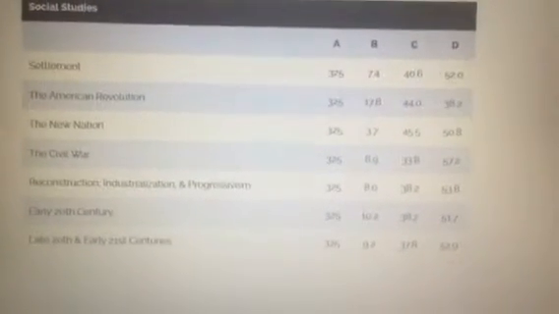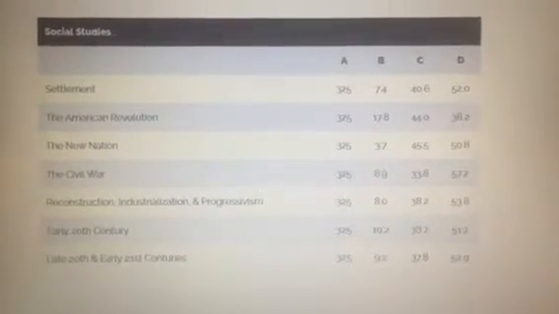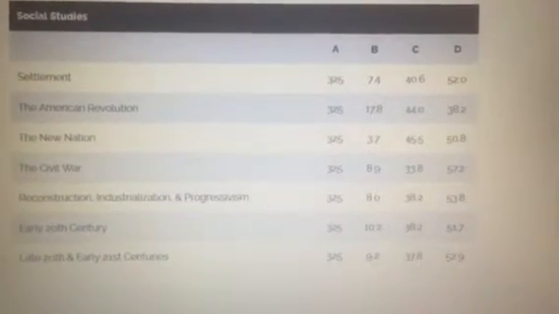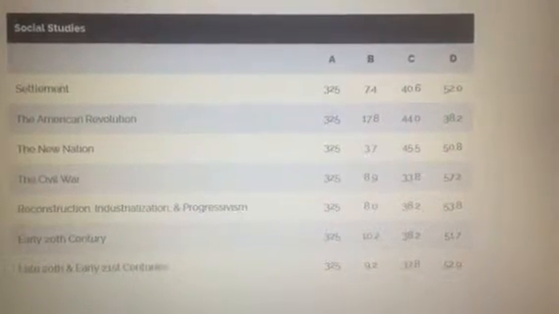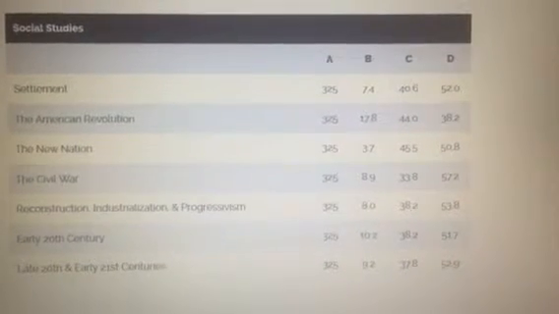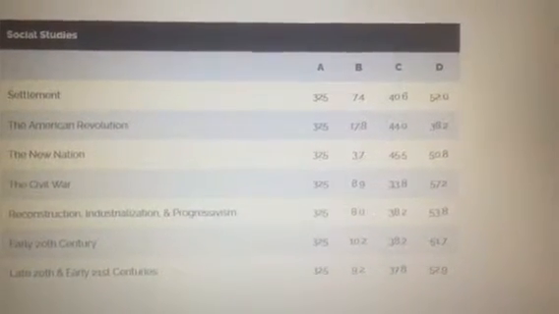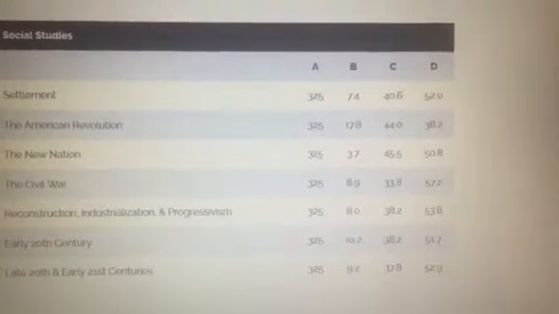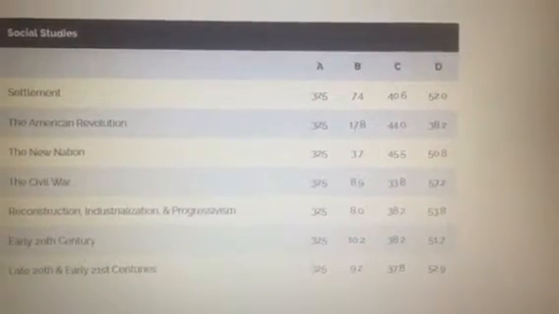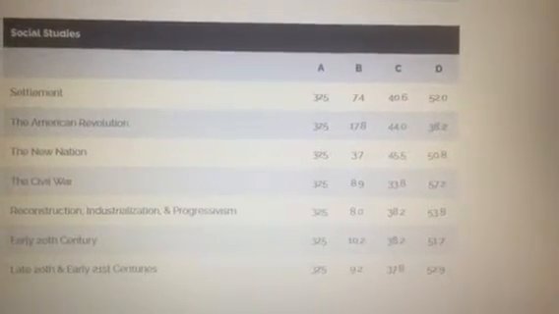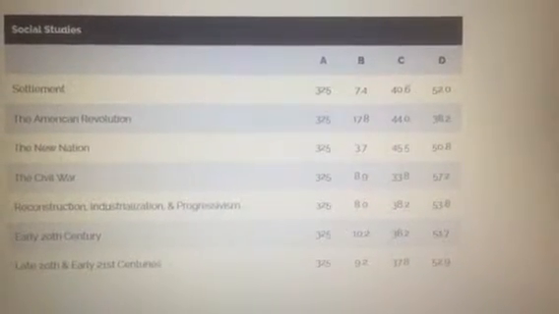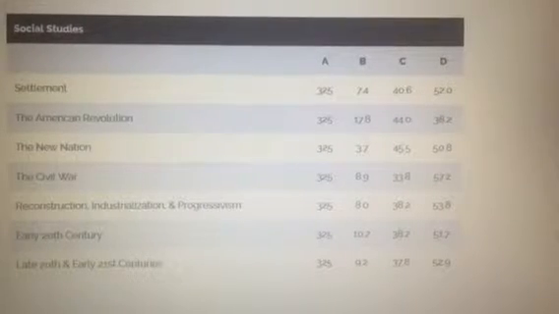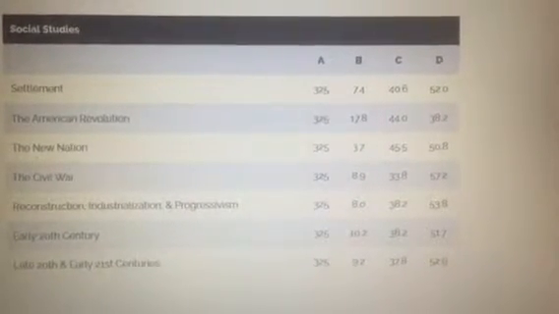And if we were to move to 8th grade social studies, the areas of discussion are settlement, the American Revolution, the new nation, Civil War, Reconstruction, early 20th century, and late 20th and early 21st century. About 52% of our students showed strengths in settlement, 38.2% in American Revolution, 50.8% in the new nation, 57.2% in Civil War, about 54% in Reconstruction, 51.7% in early 20th century, and in late 20th century about 52.9%.